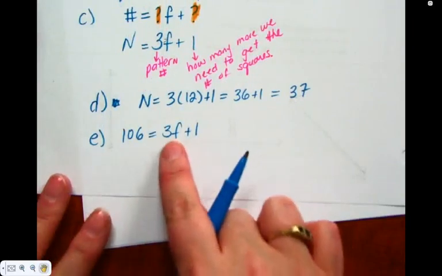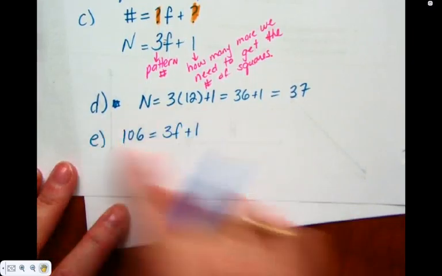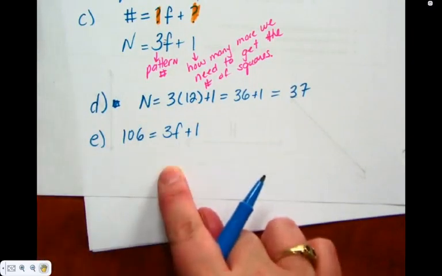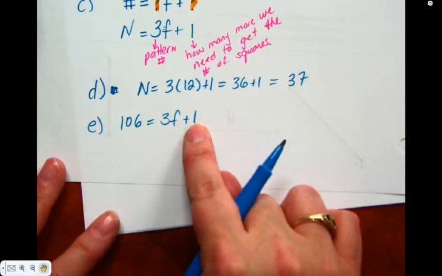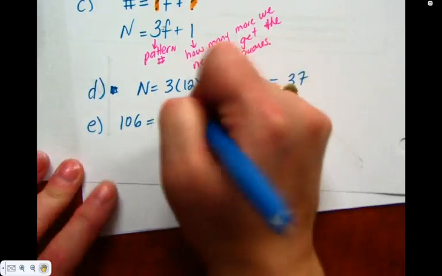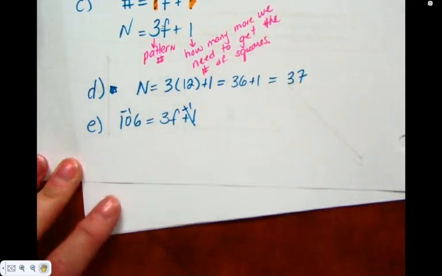Now I just want to solve for this F. This is an equation like you looked at in grade 8, and we're going to look at different ones this year, but it's built upon what you know from grade 8. How do you get rid of a plus 1 in an equation? What's the opposite of adding 1? So I'm going to subtract 1 from both sides. So what's 106 minus 1?